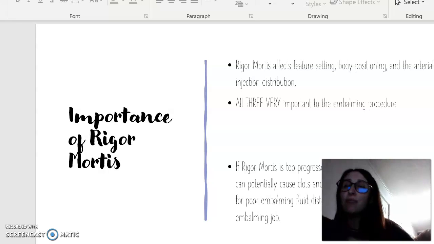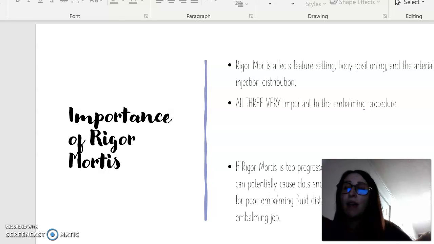So the reason that rigor mortis is so important is because it affects everything we do in the prep room. If we're setting features, rigor mortis is going to have to be looked at for that. We're going to have to get some of that rigor out if we are going to be wanting to close the mouth and they passed away with it open and it's rigored that way. To get the hands in the position that we would like them in, we need to work out that rigor.